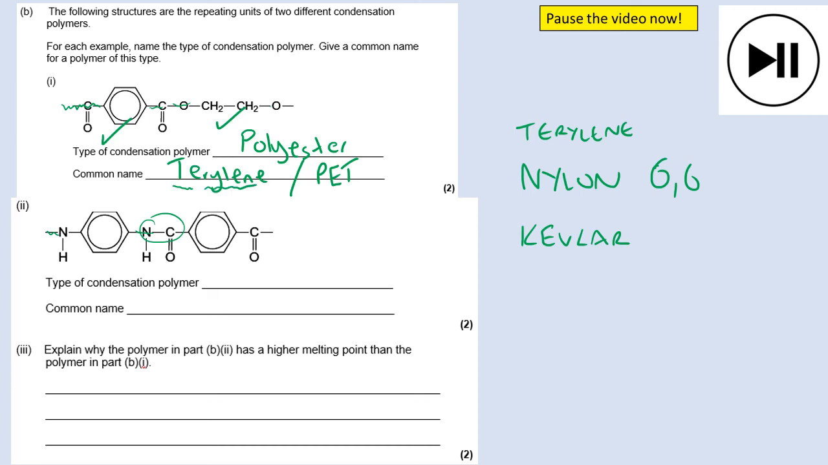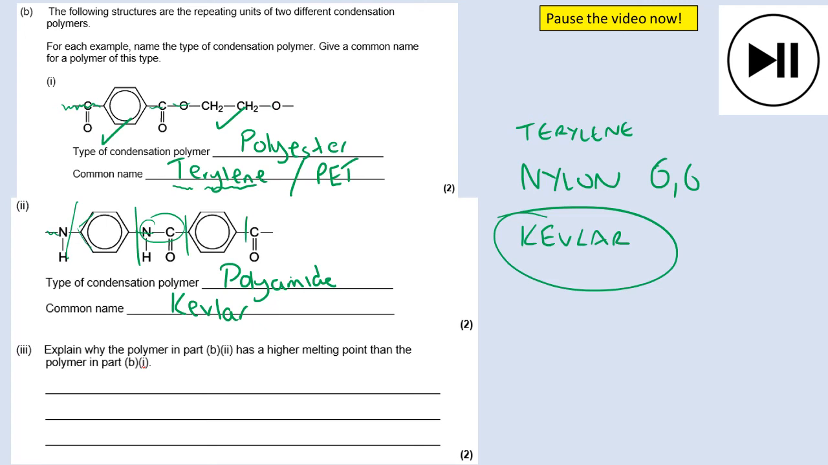Next one, type of condensation polymer here. This is a polyamide, and the common name for this one, Kevlar. Because in Kevlar we had the diamines separated by a benzene ring and the dicarboxylic acid separated by a benzene ring.